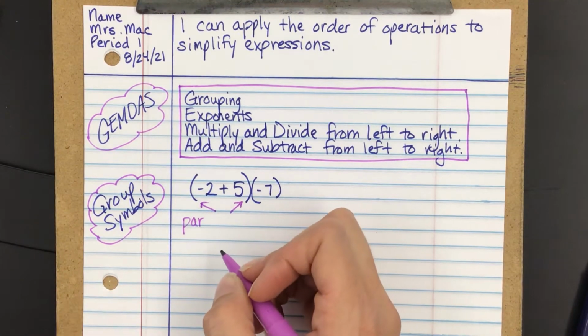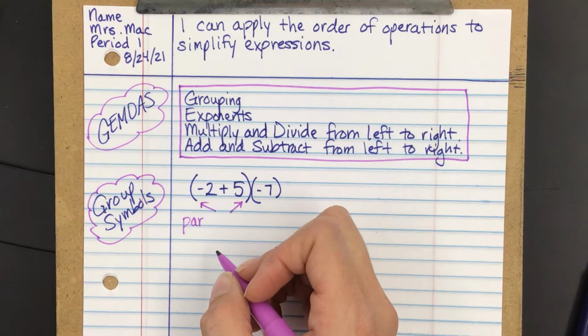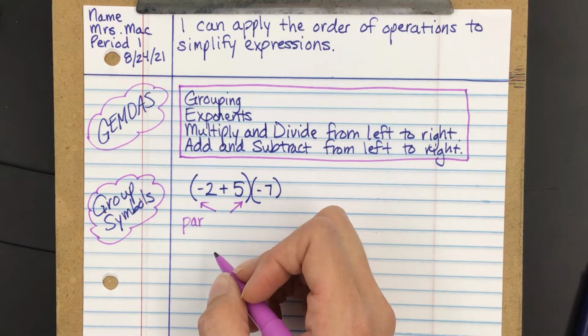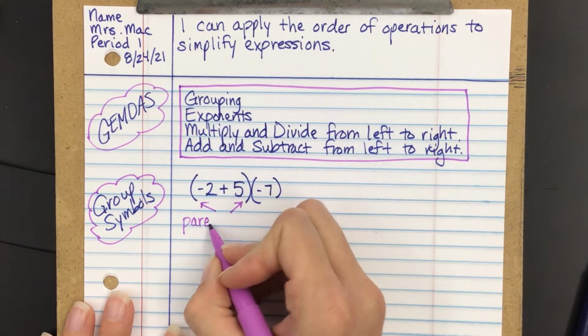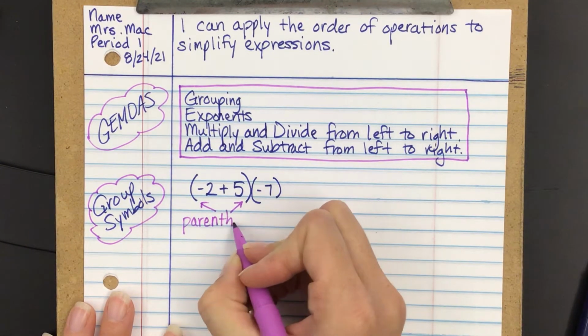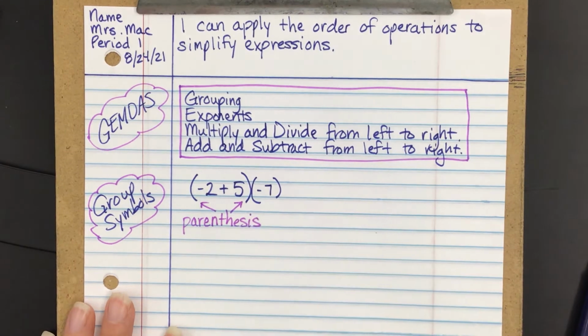I don't remember how to spell parentheses. Let me see. Okay. Parentheses. Okay, there we go. That's one type of grouping.